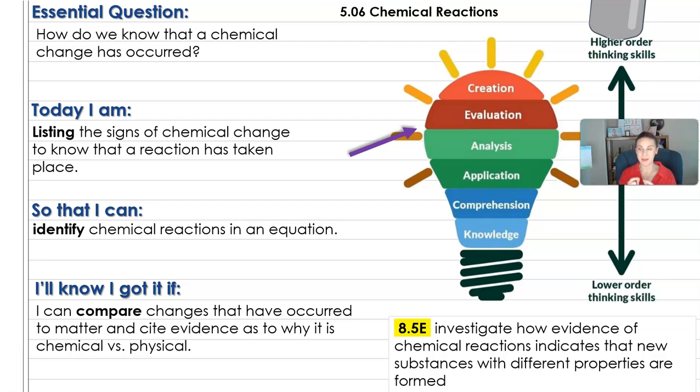Now remember, I mentioned today you're listing the signs of chemical change. That's your evidence that it has happened, okay? So you'll relate that back to you'll know that you got it if you can cite the evidence as to why chemical change has occurred.